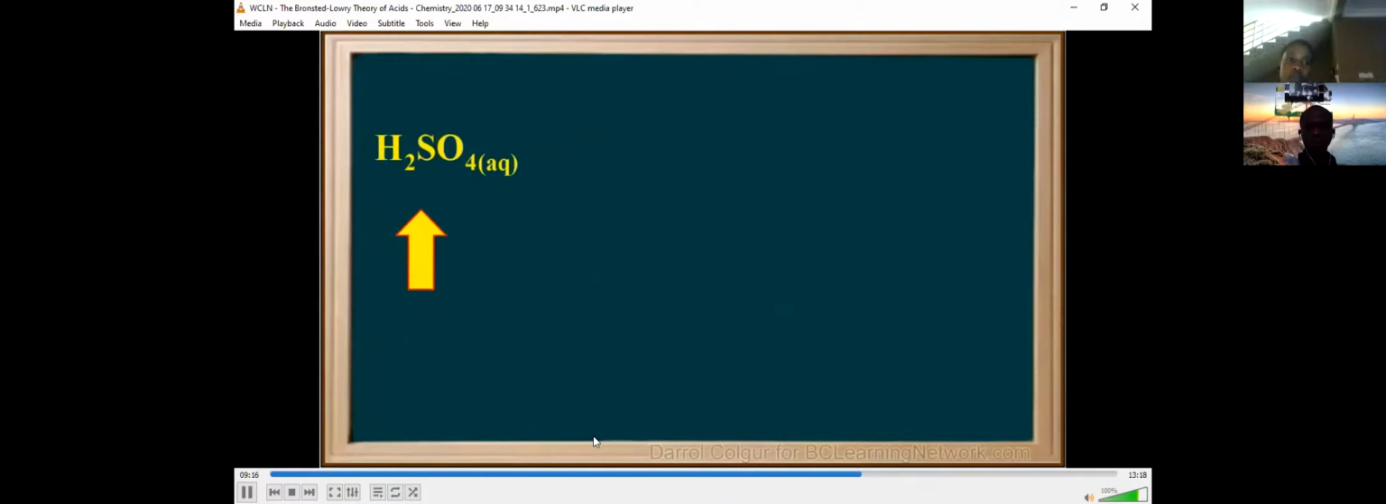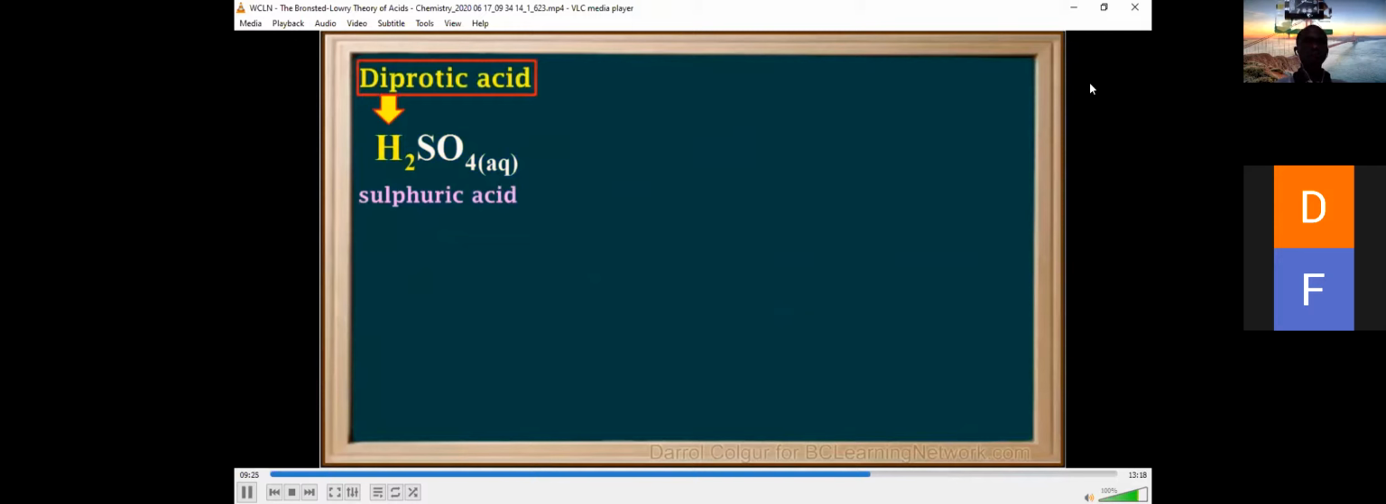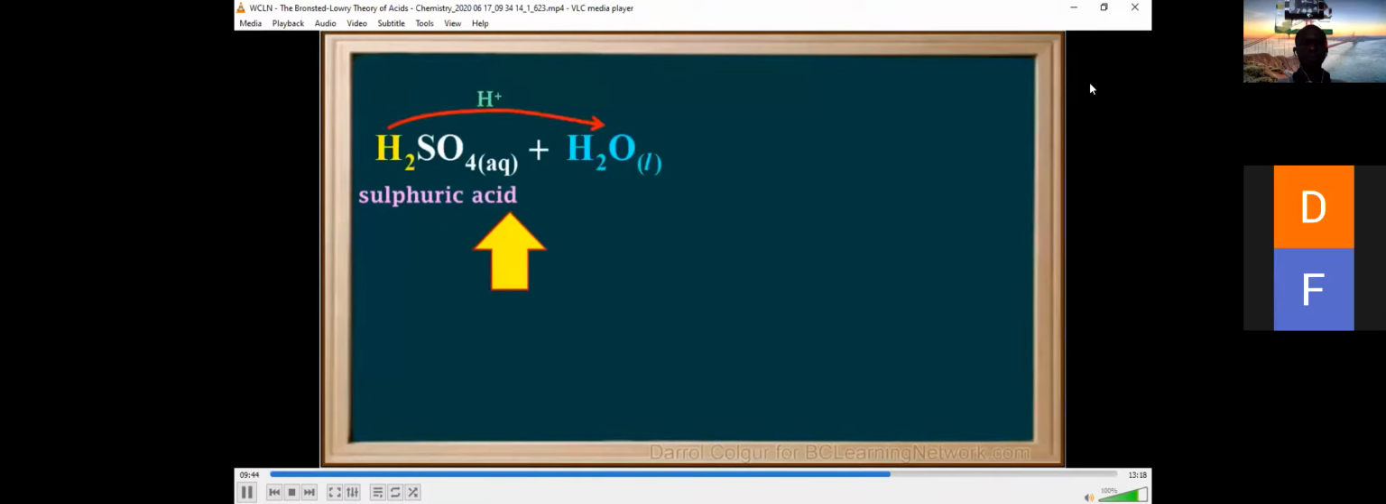Now consider this acid, H2SO4. It's called sulfuric acid. Notice it has two H atoms at the beginning of the formula. Acids that have two protons they can donate are said to be diprotic. So H2SO4 is a diprotic acid. However, when diprotic acids like H2SO4 are added to water, they do not lose both of their protons at once. They do it in steps, losing one proton at a time.